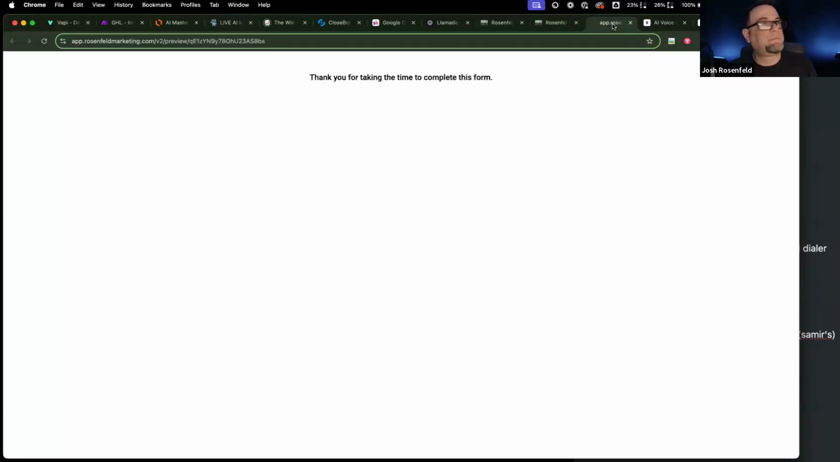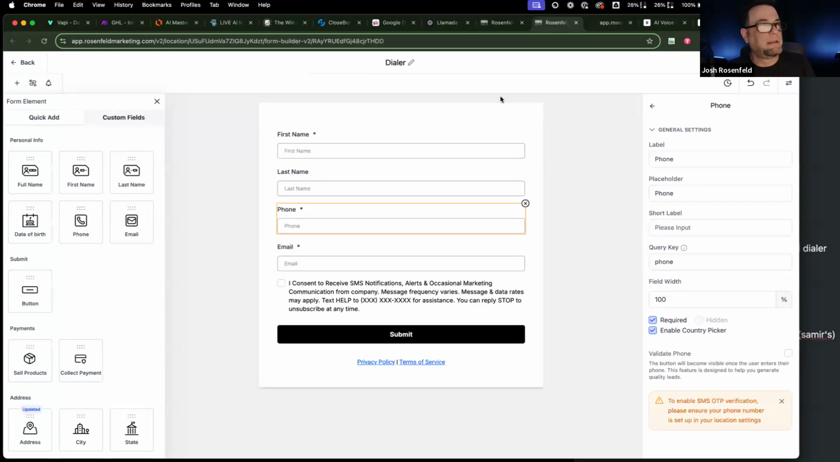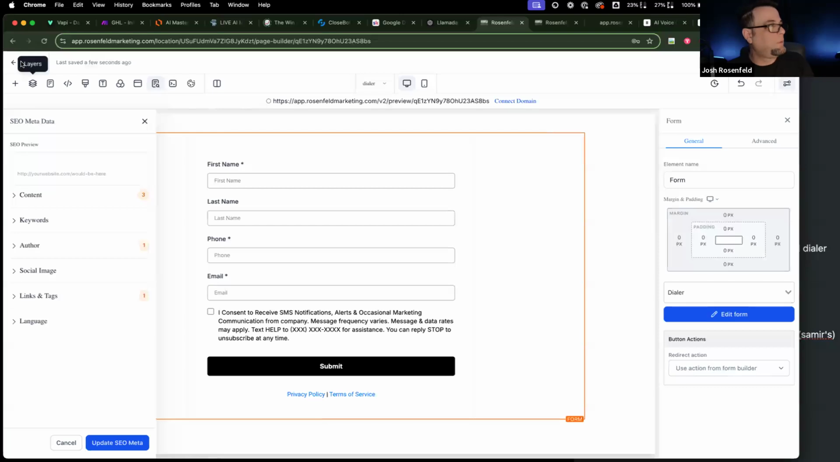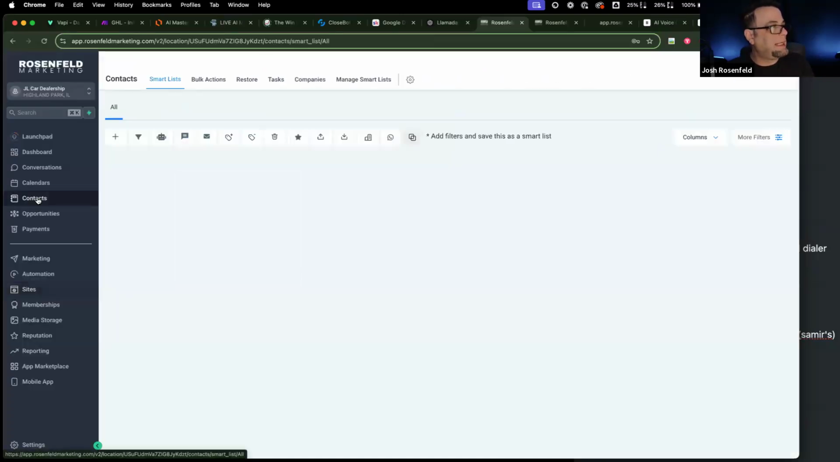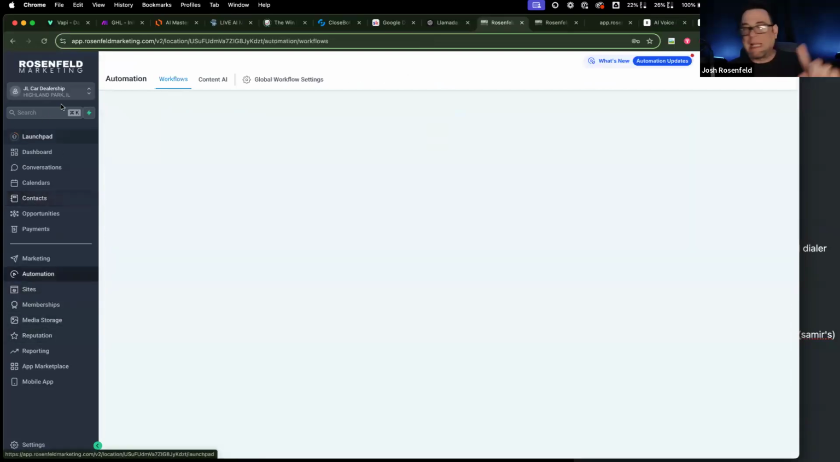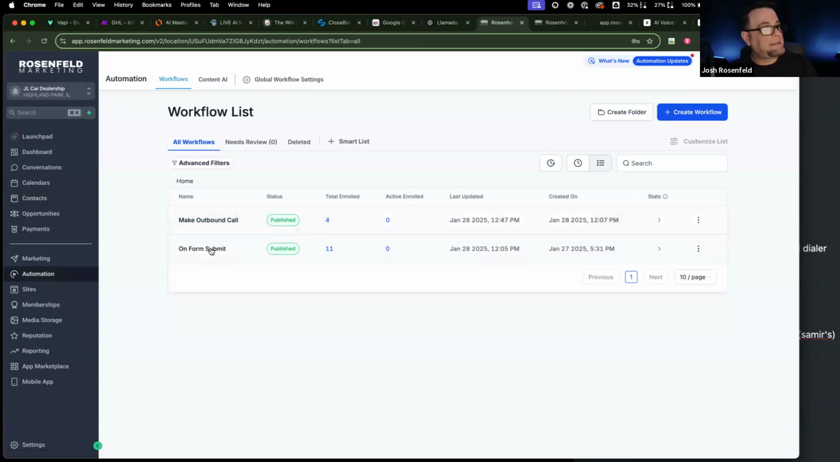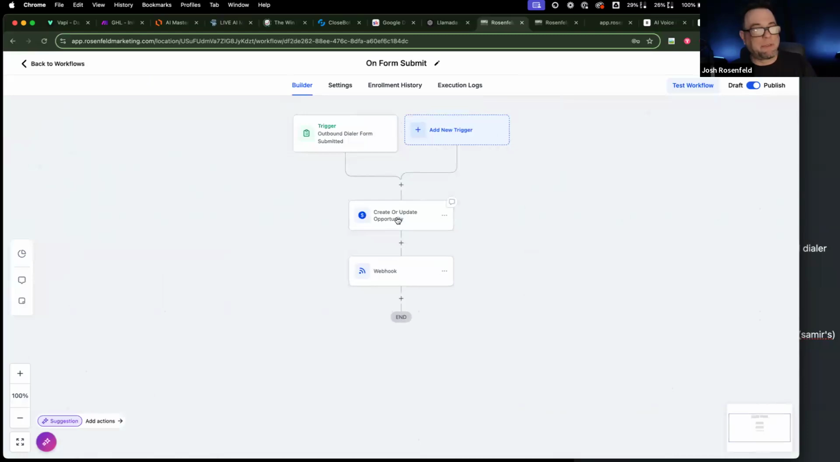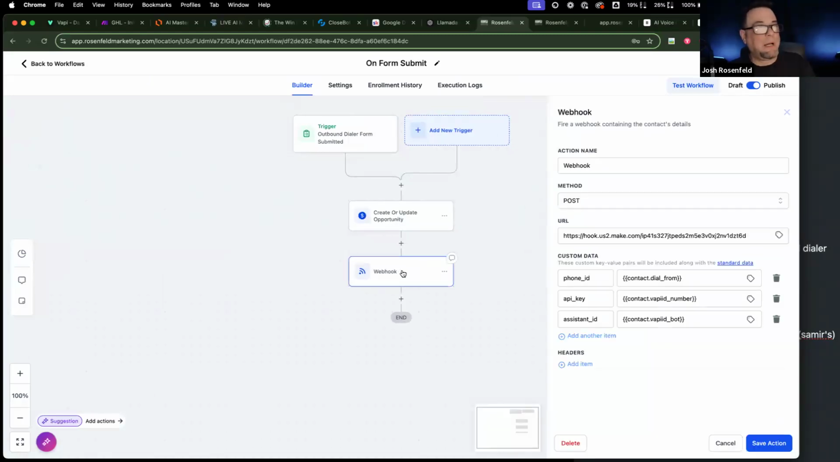I didn't invent this. I used someone's. Let me show you what it is. So basically there's a form, and there's no reason this shouldn't work. If I go back, in the contacts, it created a new contact for you. This is a snapshot I'll share with you guys. So basically when they submit that form, it creates an opportunity and it sends out the webhook to make the call.